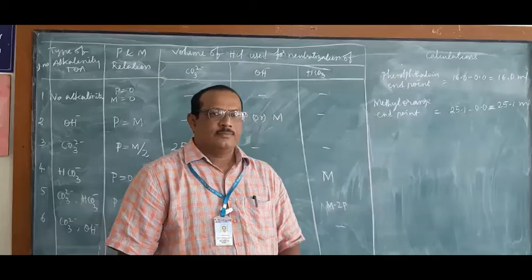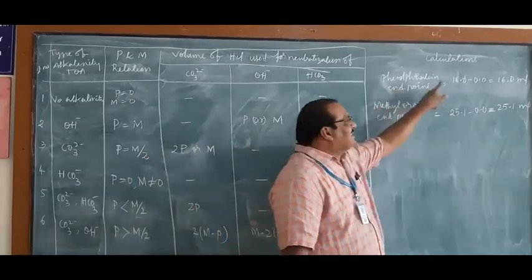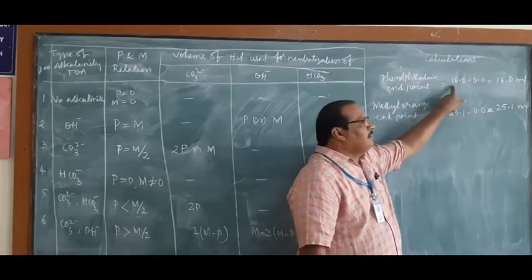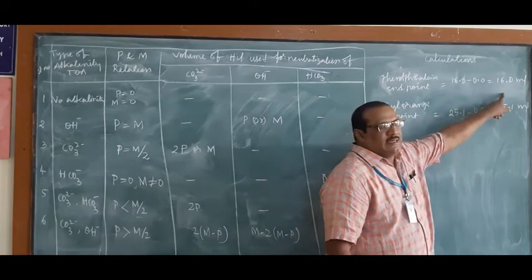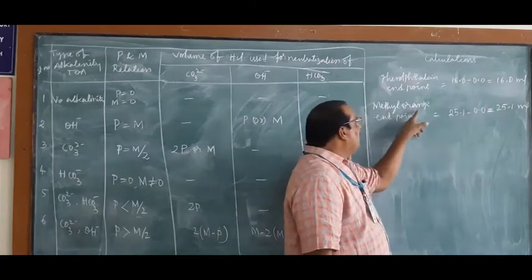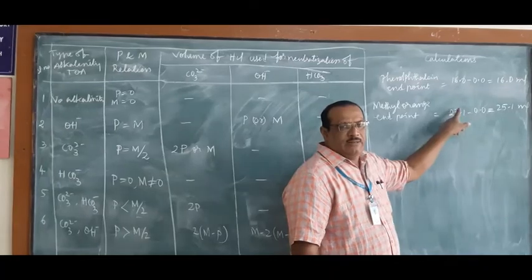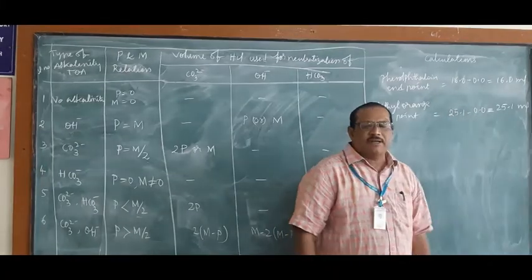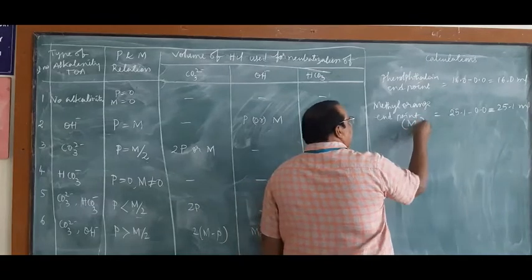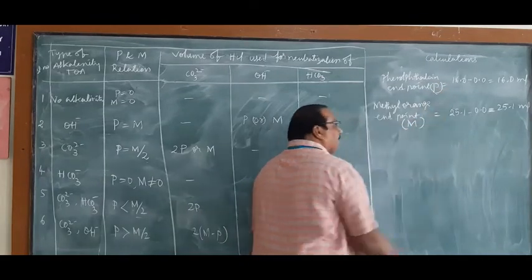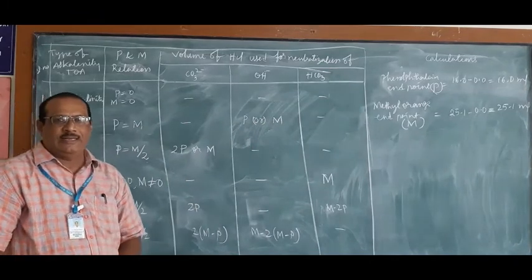Okay, we have observed that the phenolphthalein endpoint is 16 ml. This is the final reading and this is the initial reading. The difference of final and initial is 16 ml. And the methyl orange endpoint is 25.1 minus 0, final minus initial, that is 25.1. So this is indicated with M, this is indicated with P. Based on the P and M relation, we get the type of alkalinity.